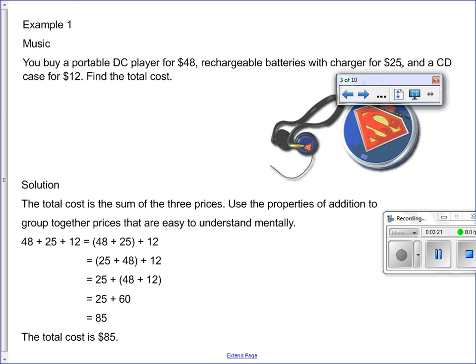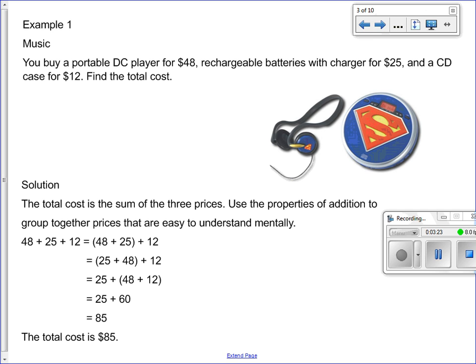All right, so let's use this in problem solving. Example 1, music. You buy a portable, I don't know what a DC player is, that should be a CD player, for $48. Rechargeable batteries with the charger for $25 and a CD case for $12. Find the total cost.